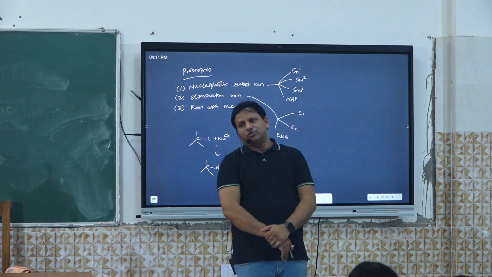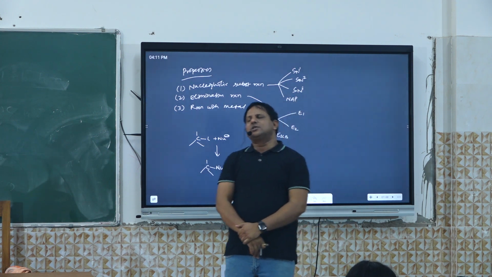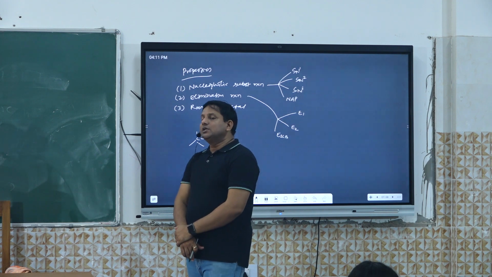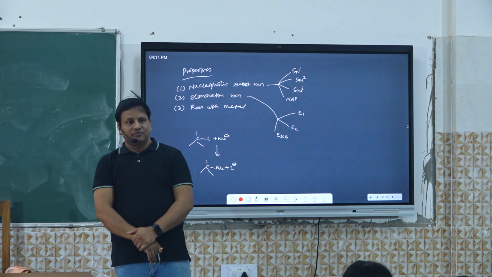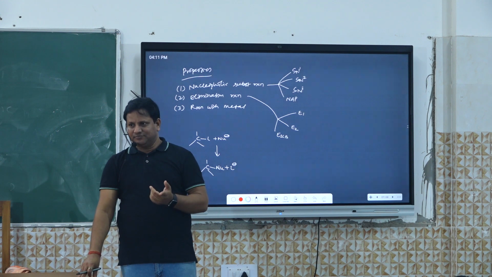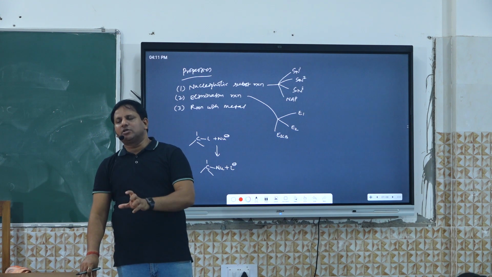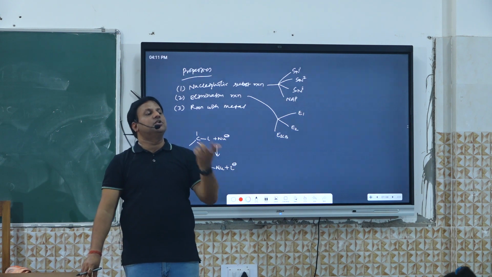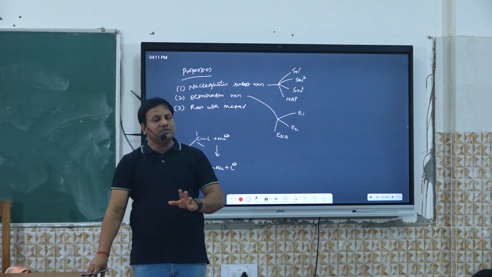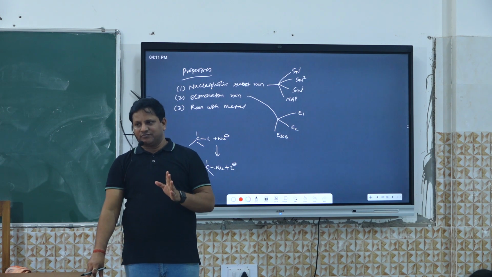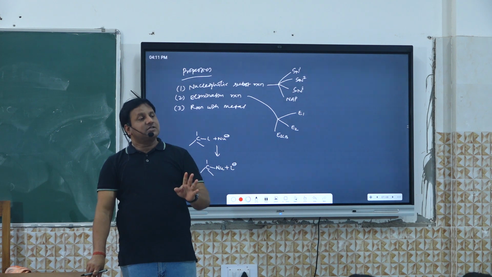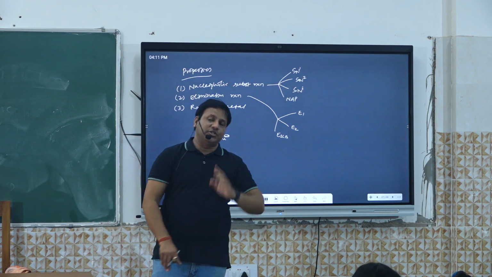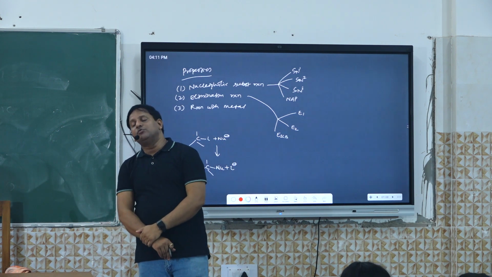And another thing, student listen here, racemization doesn't mean that it is 50% inversion and 50% retention. It is also misleading. Complete racemization means 50% retention and 50% inversion. But in SN1 that is not the case. It is more inversion and less retention. Why more inversion, less retention?